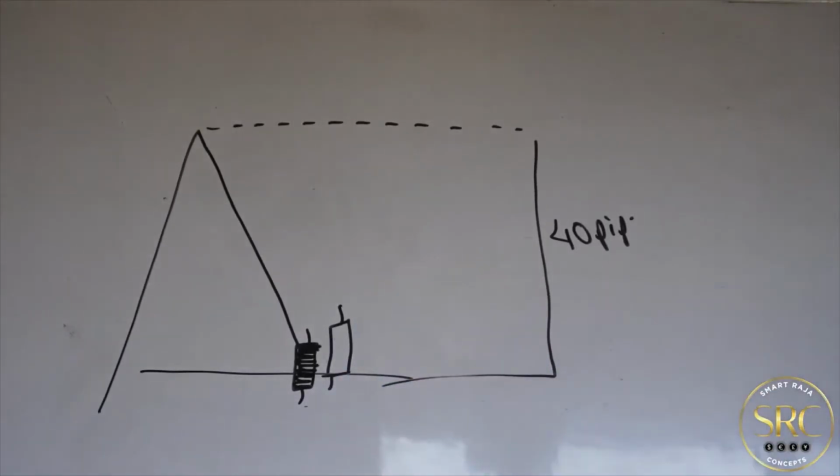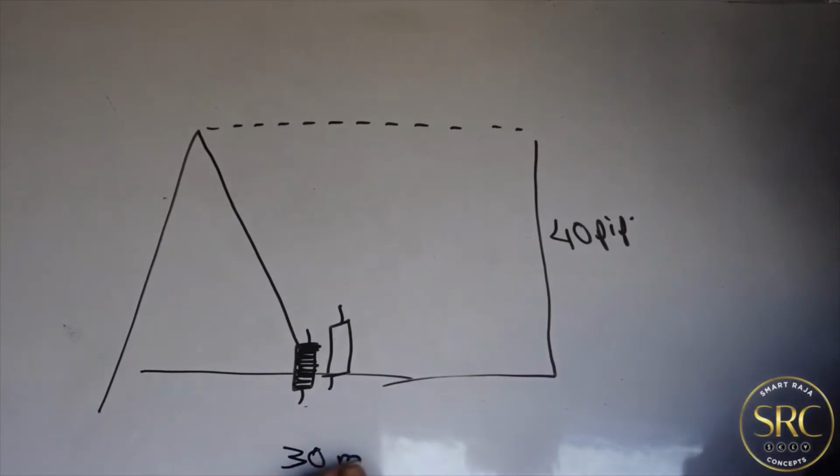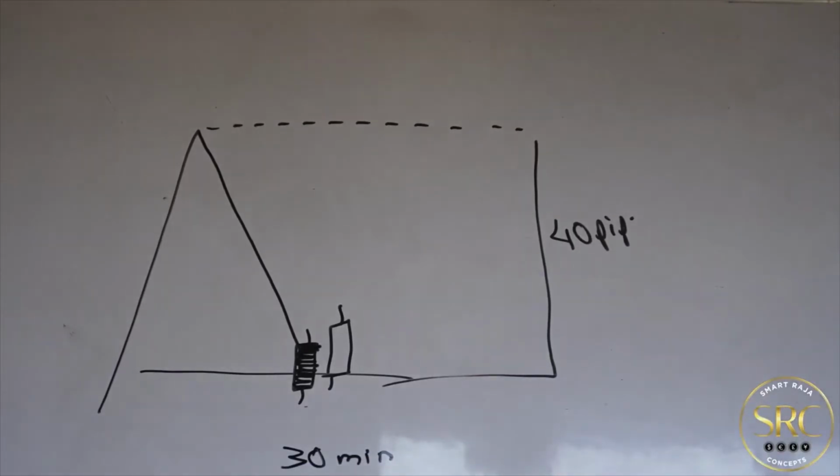Now, we've created a support. Let's say this is a 30-minute time frame, so we're going to mark this down right here, right? So this is a 30-minute time frame, and now you're saying that there's a high probability for the next 30-minute candle to continue pushing up. So what are you going to do?